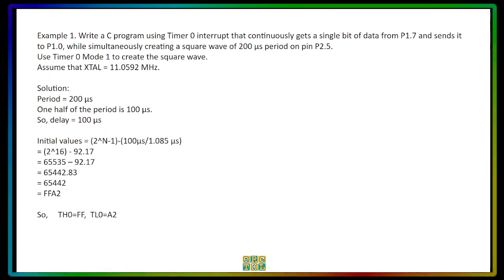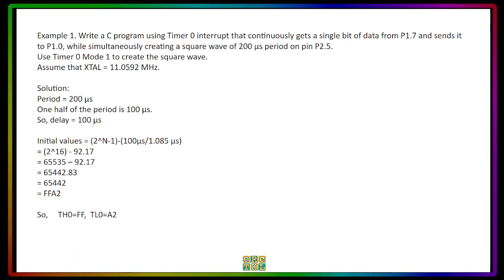Now, we have to use timer 0 mode 1 to create the square wave and the timer 0 interrupt for the interrupt. Now, let's assume that the crystal frequency is 11.0592 megahertz, and because of that, if we divide 12 by 11.0592 megahertz, the answer will be 1.085 microseconds. Now, again, the solution here is to have the period divided into 2. So, 1/2 of the period is 100 microseconds. And so the delay will be 100 microseconds.